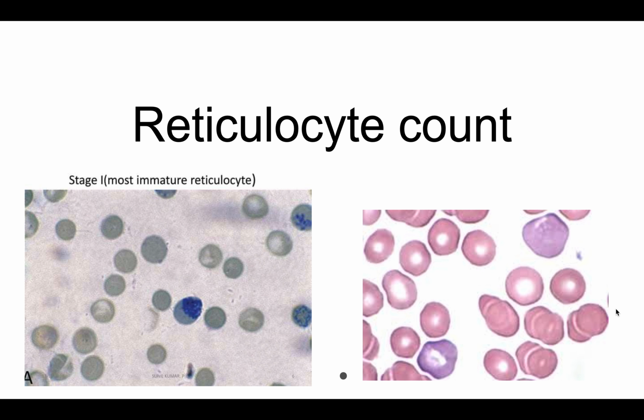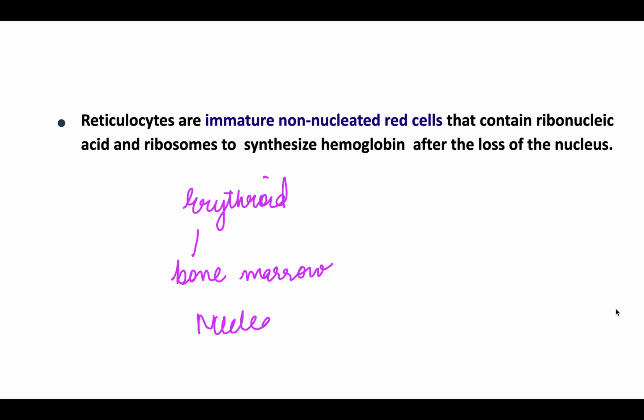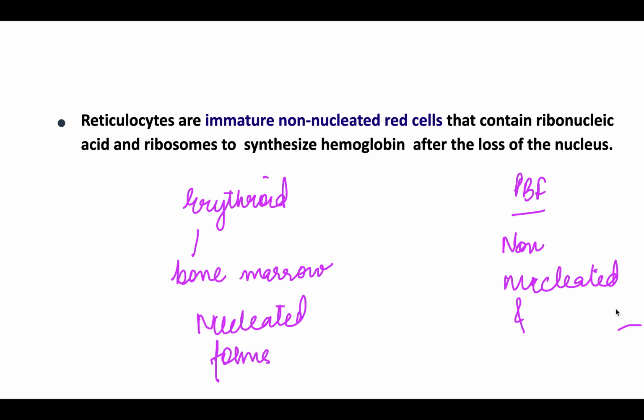We'll discuss reticulocyte count in this video. So what are reticulocytes? Before going to that, you need to understand that in the normal erythroid series, when we are seeing erythropoiesis, in the bone marrow we mostly have nucleated forms, which are immature forms. And in the peripheral blood smear, we have non-nucleated RBCs, which are the mature RBCs.